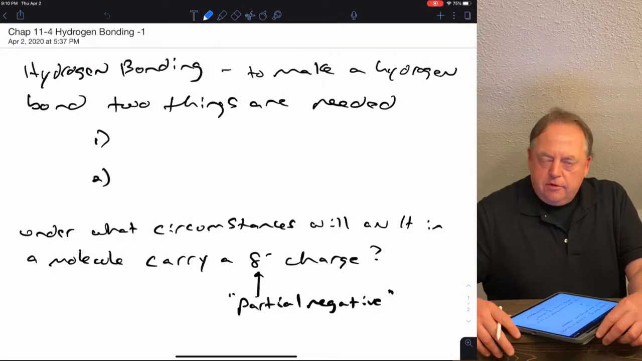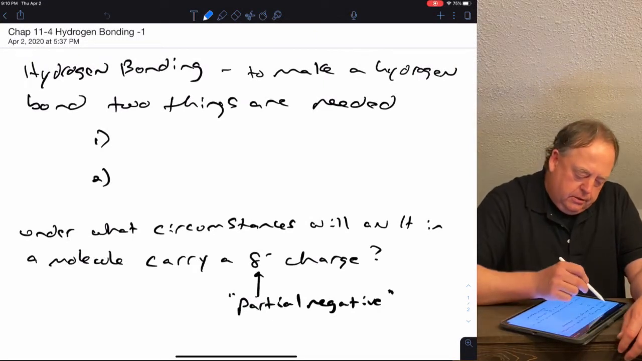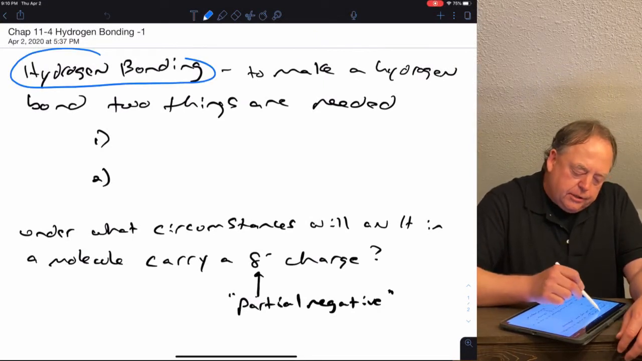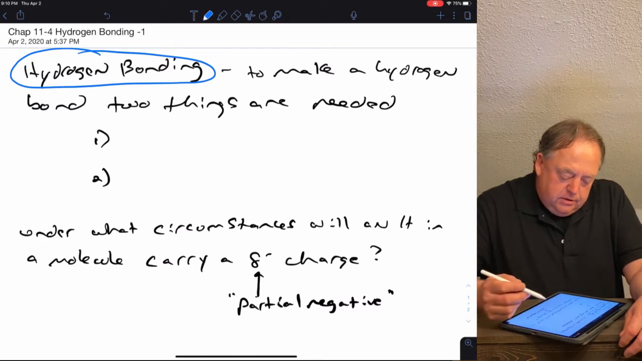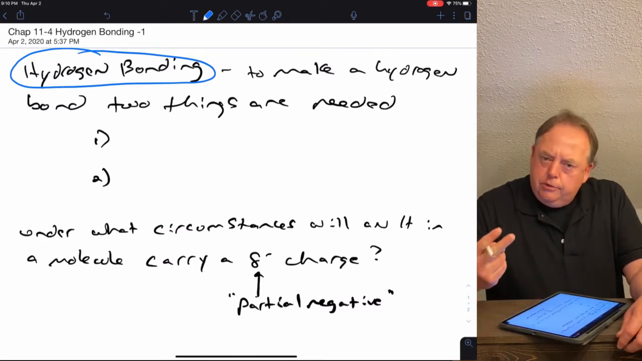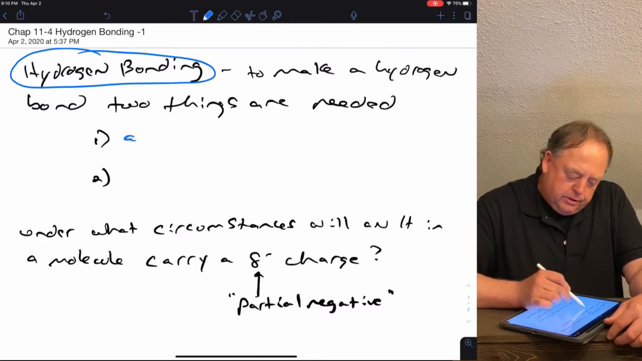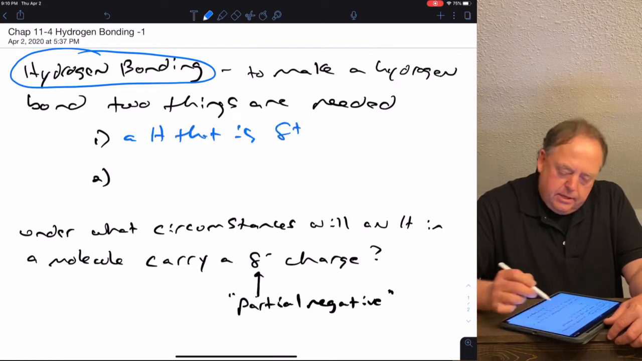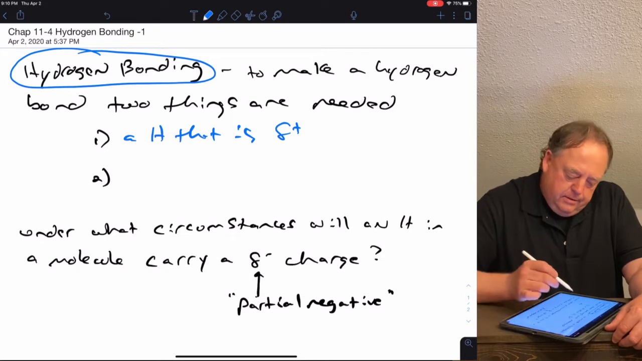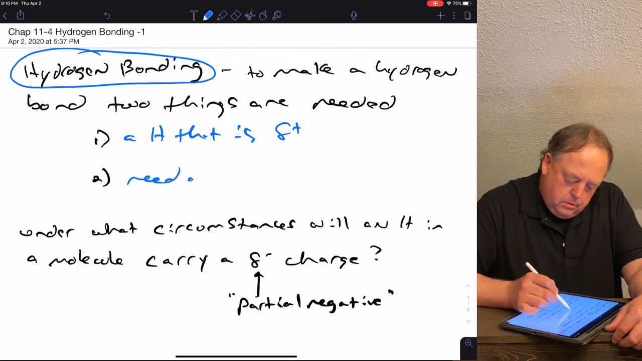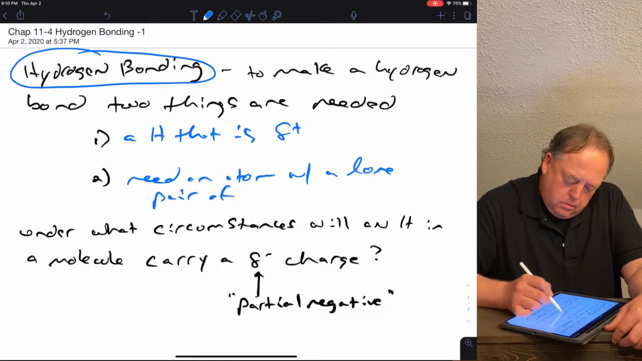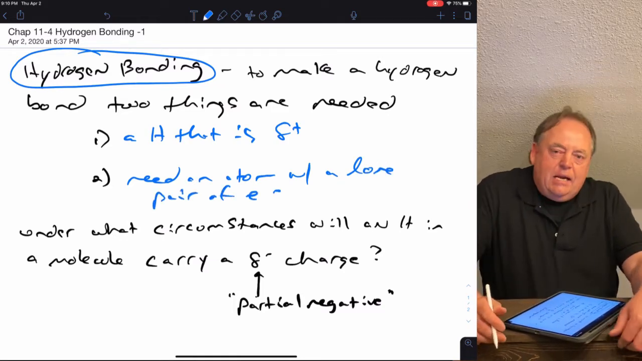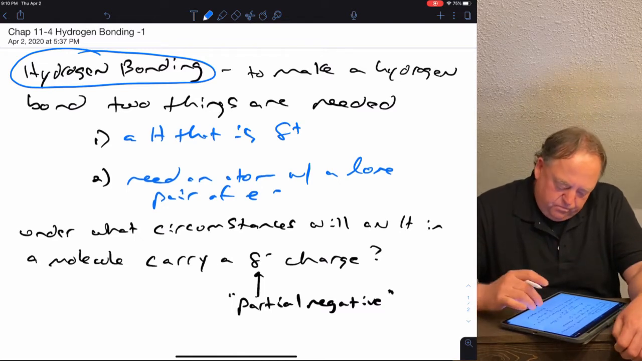So the third type of intermolecular attraction that we talk about is called hydrogen bonding. To make a hydrogen bond, you need two things. You need a hydrogen that has partial positive charge density, and you need an atom that has a lone pair of electrons.